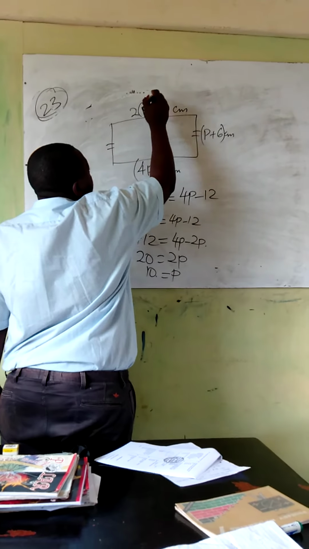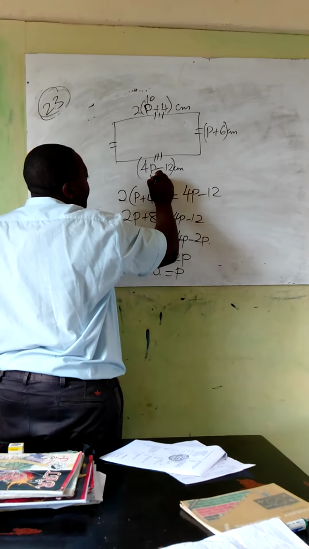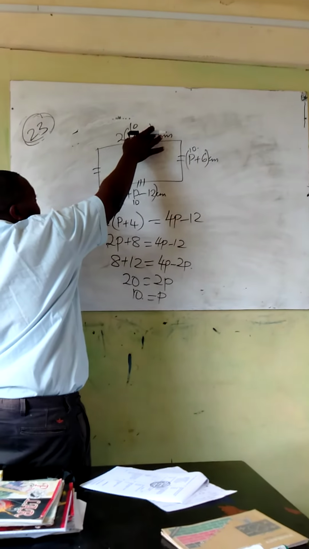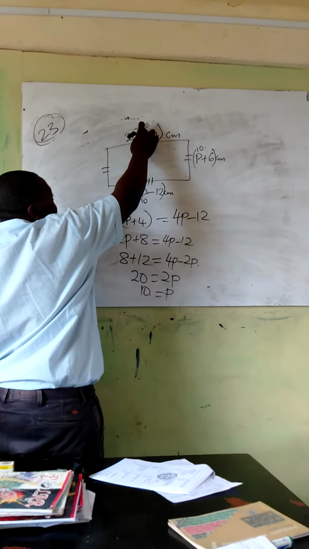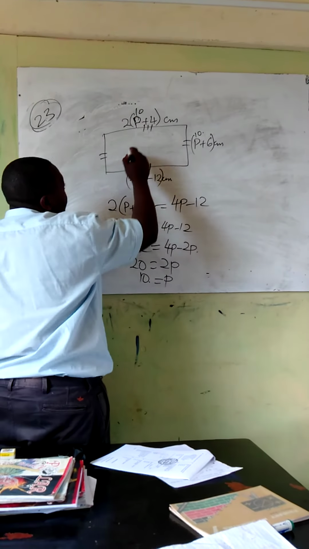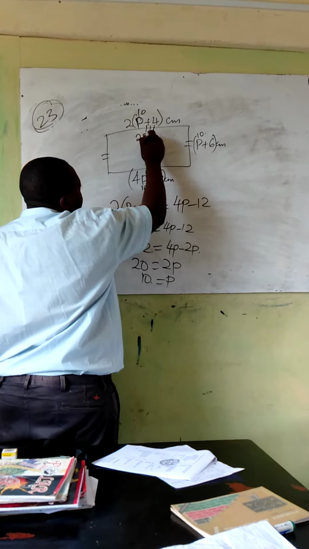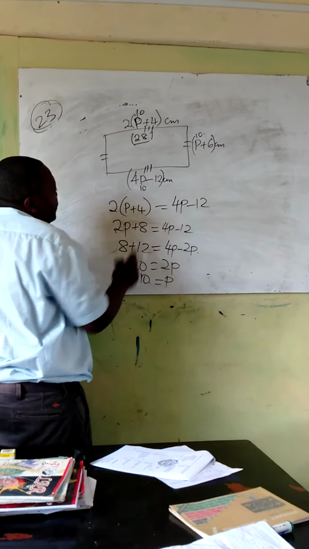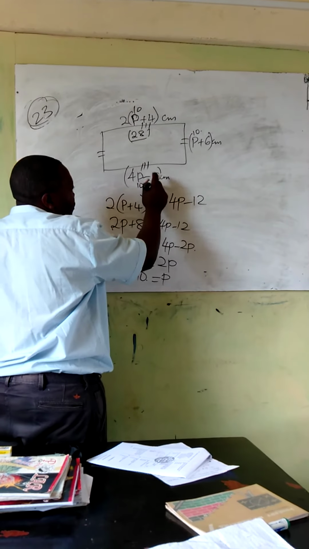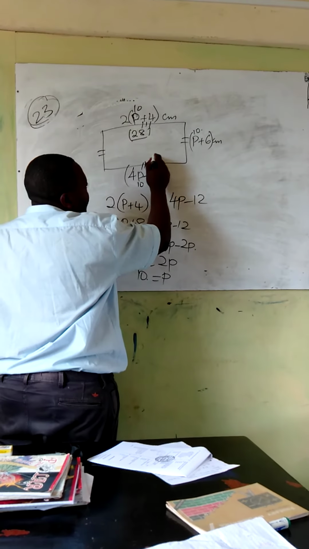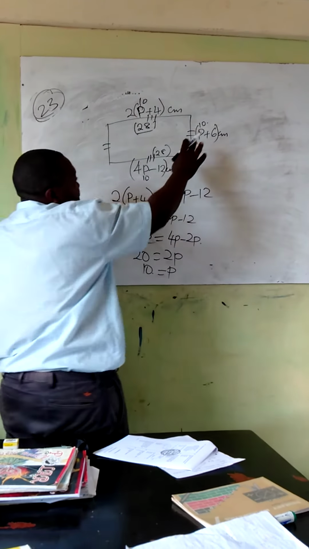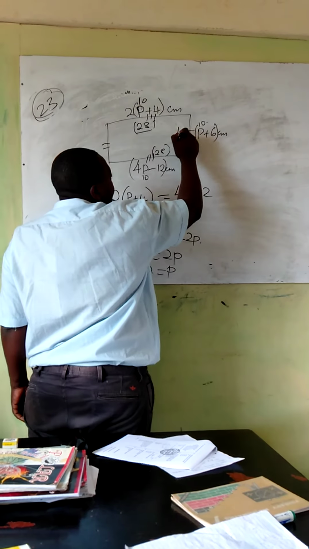So where we have p, we put 10. Work out what is in the brackets first: 10 plus 4 is 14, and 14 times 2 is 28. Is it 28 if we insert here? Yes, because 40 minus 12 is still 28. So 28 is equal to 28. We have checked and we are accurate, and this other side will be 10 plus 6, which is 16.